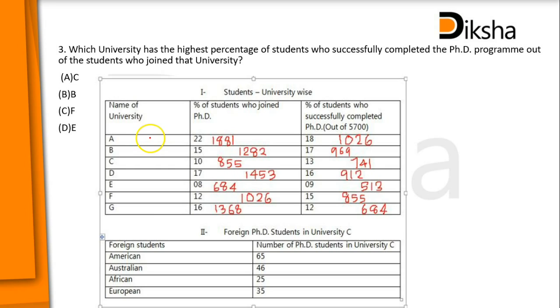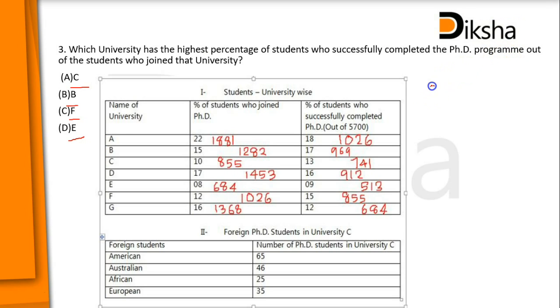Which university has the highest percentage of students who successfully completed the PhD program out of the students who joined the university? It's a tricky question because we want to find the total number of students joined, and the number of students completed, which we have already found, and what percentage that is. There is no need to find all 7 university percentages because in the options they have given University C, University B, University F and E. We will be finding only those.